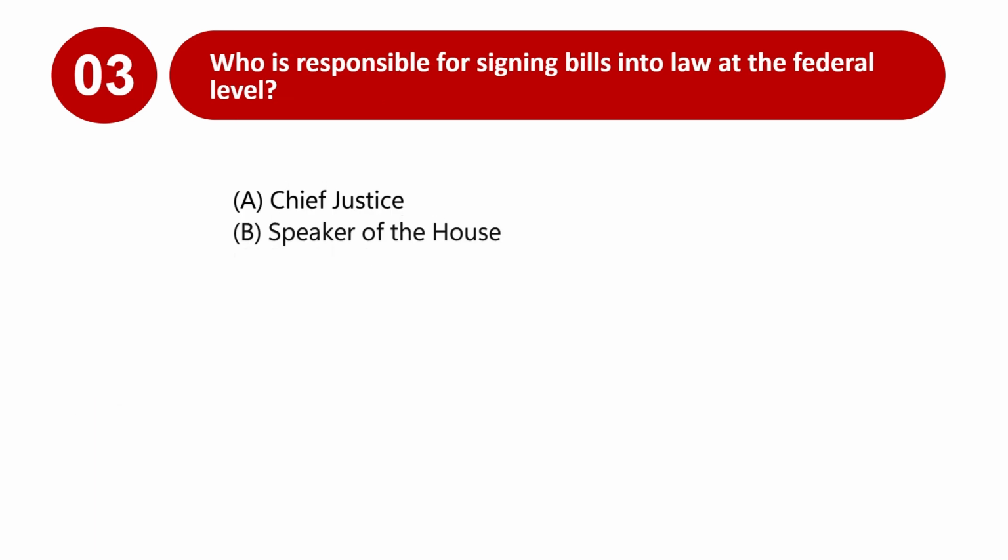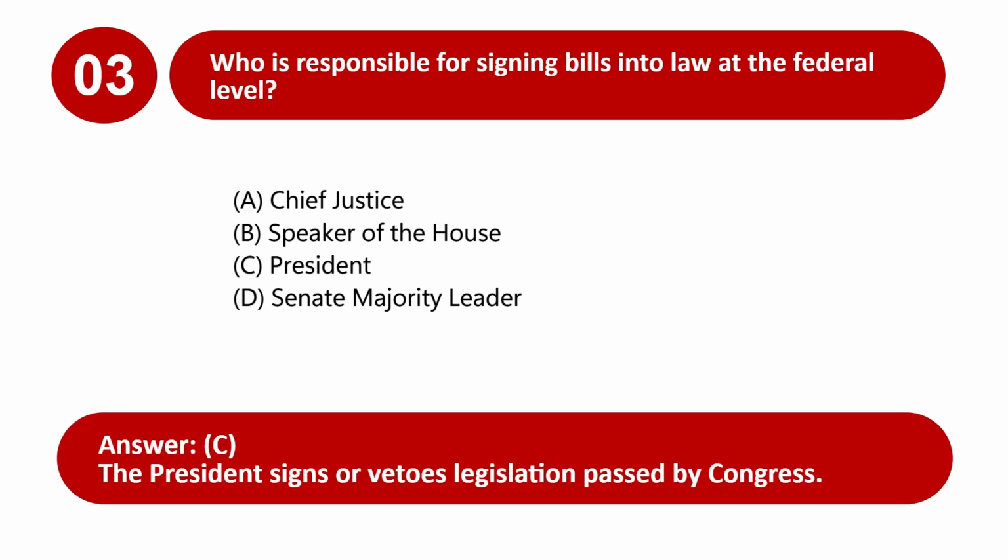Who is responsible for signing bills into law at the federal level? A. Chief Justice. B. Speaker of the House. C. President. D. Senate Majority Leader. Answer C. The President signs or vetoes legislation passed by Congress.